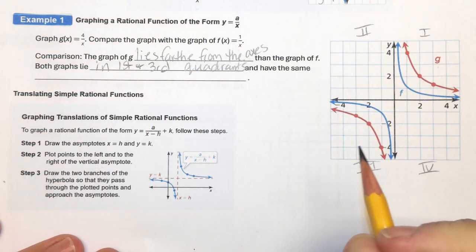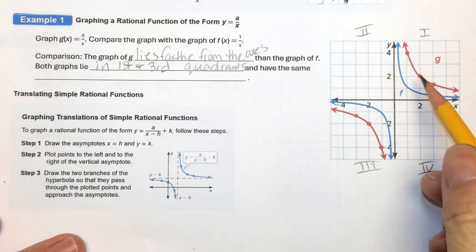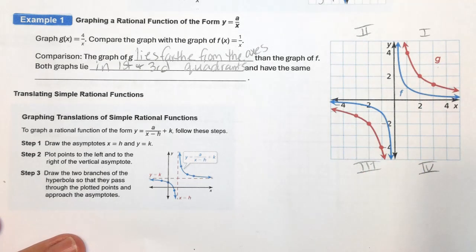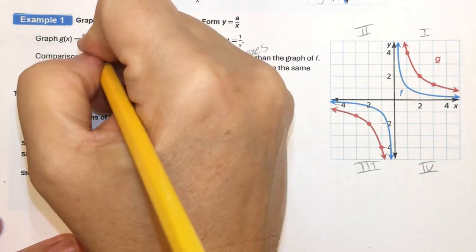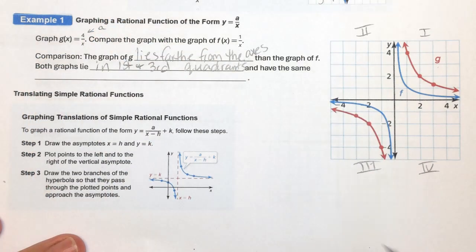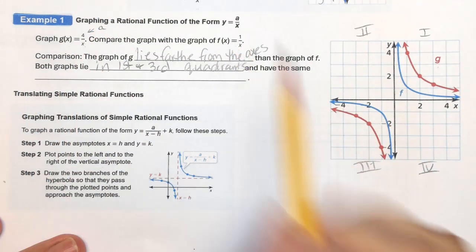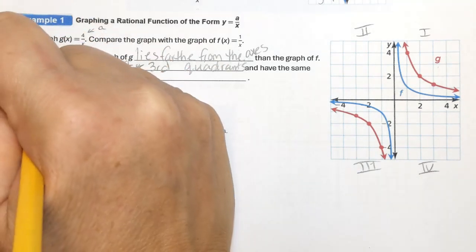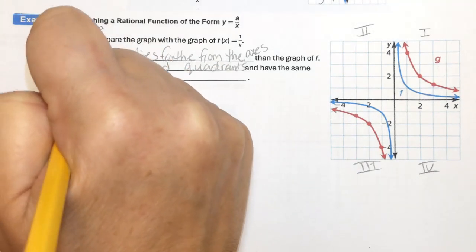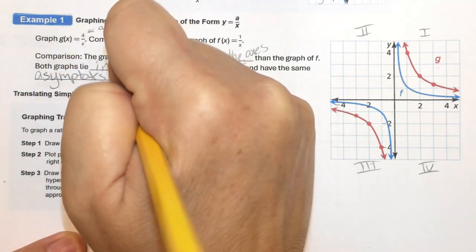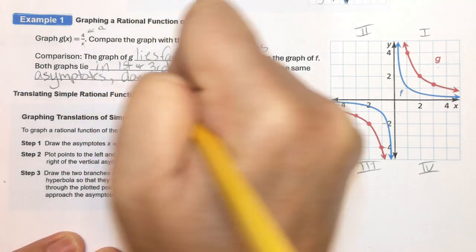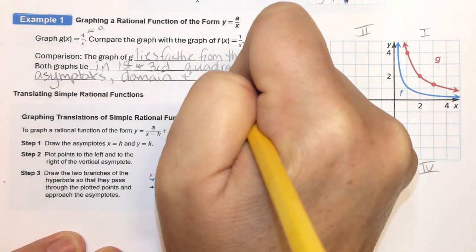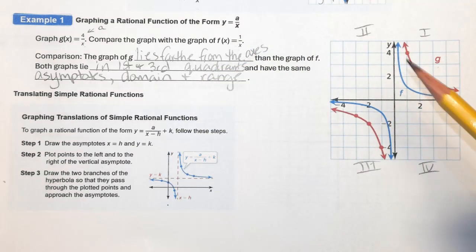They're going to have the same asymptotes because, remember, the a is 4. Because it's in this same format, the asymptotes are the same, the domain is the same, and the range. So they have the same asymptotes, domain, and range. The only way your range would change is based on maybe a translation, maybe a reflection, those kinds of things.